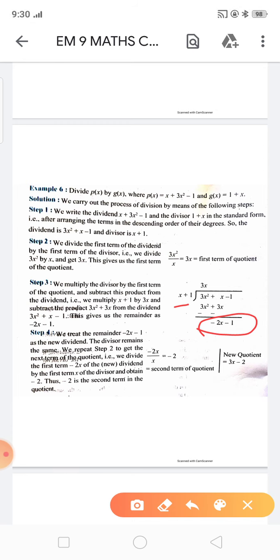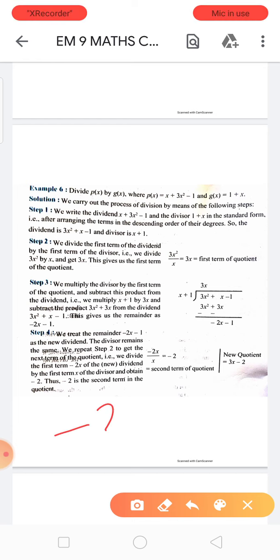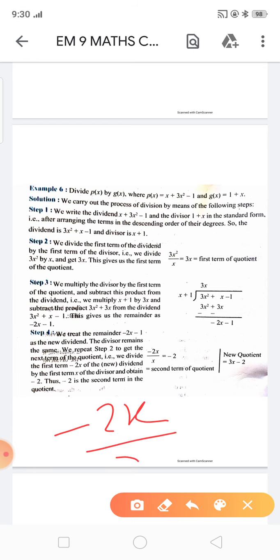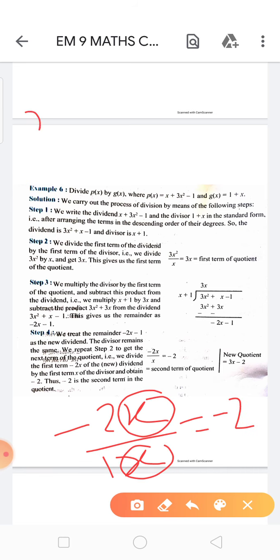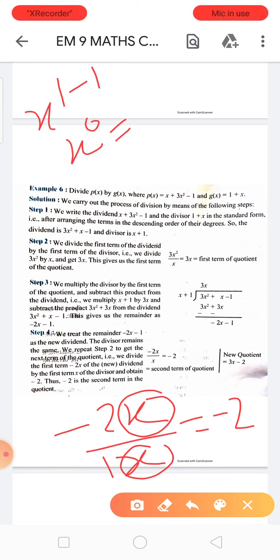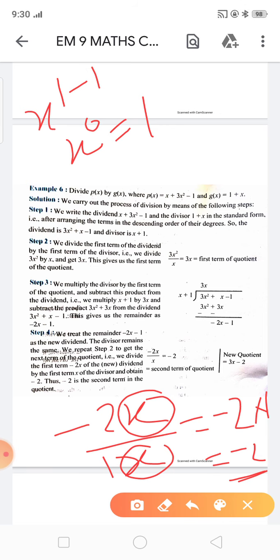Next, our dividend is minus 2x minus 1, and the divisor is the same, x plus 1. Similarly, in step 4 we again compare the first terms and divide. Our first term in the dividend is minus 2x and in the divisor it is x. Dividing both terms, the coefficient is 1, so minus 2 divided by 1 is minus 2, and x divided by x: in division the powers are subtracted, so 1 minus 1 gives x raised to 0, and any variable to the power 0 is 1. So minus 2 into 1 gives minus 2. So our new quotient is minus 2.